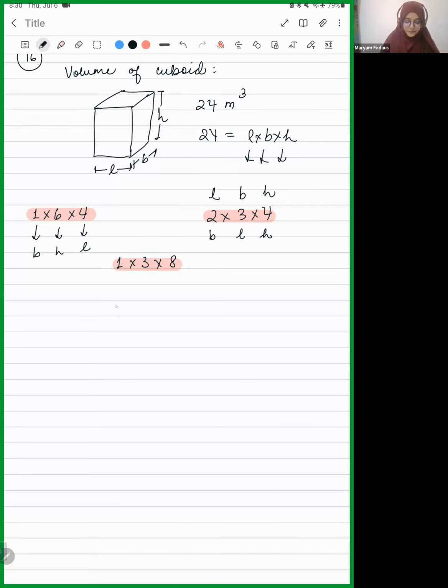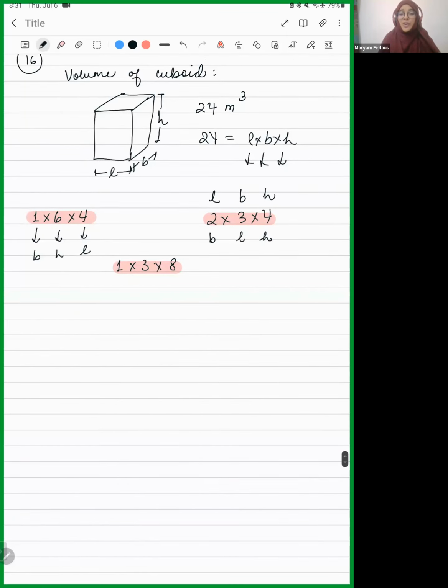Another possibility is, let's say, 4 into 6 into 1. We already have that. So similarly, you'll have a lot of possibilities where you have 24 as the volume. You have a few more such possibilities.